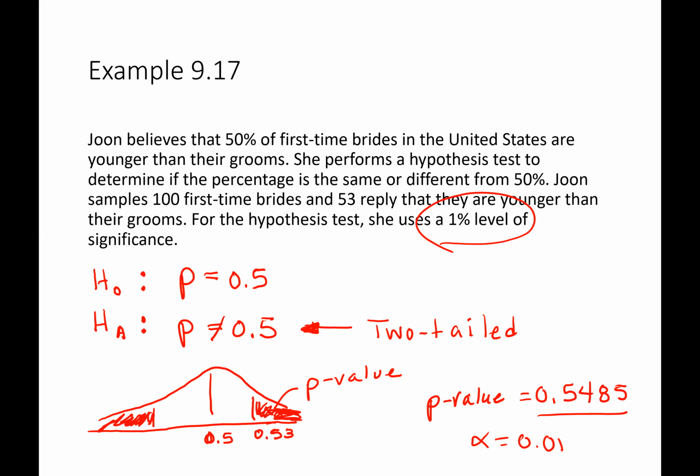So if the p-value is greater than my value for alpha, then I'm not going to reject my null hypothesis. So if the p is high, the null must fly. What this says is that my sample data is not sufficient to reject the hypothesis that the proportion is 50%. There's not enough evidence to support the claim that it's not 50%.